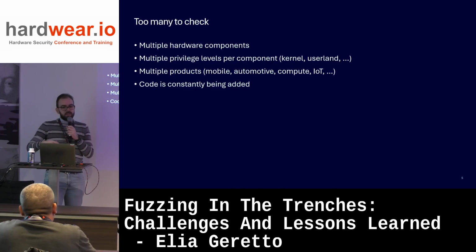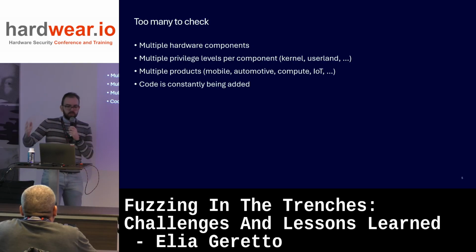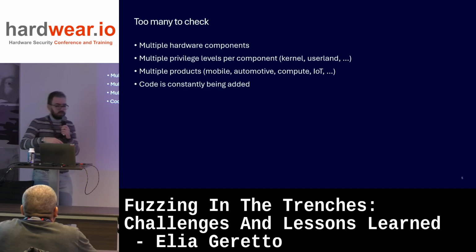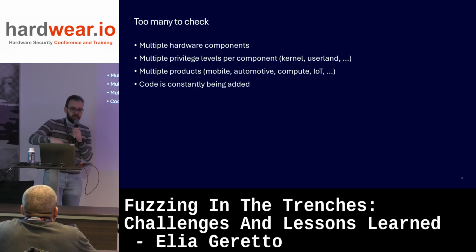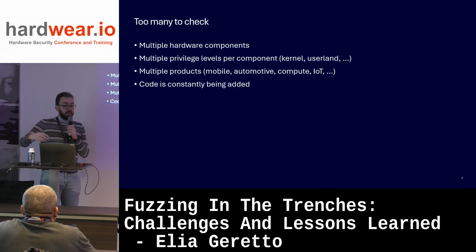Well, it turns out that there are really too many to check, or at least there are a lot. If you think about a Snapdragon SoC, you think about all the hardware components that are in there, and then you think about the software components that run on there, and usually there is at least a kernel and a userland that also constitutes a security boundary. And then zooming out from the Snapdragon SoC, the company also has multiple products. Obviously they reuse similar components, but they are maybe combined in different ways.